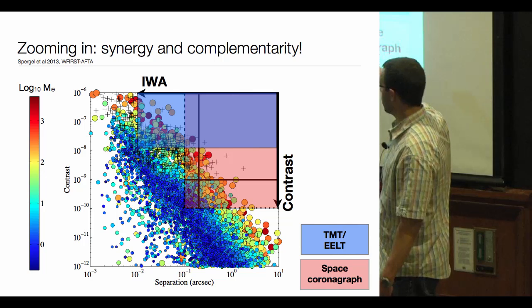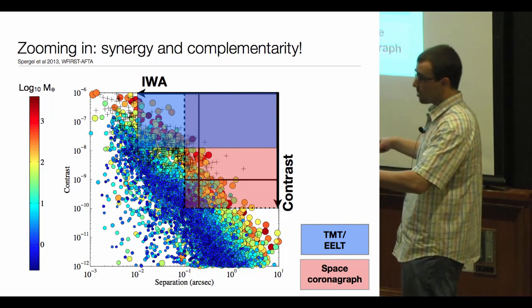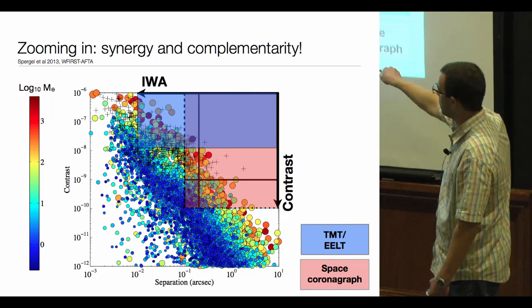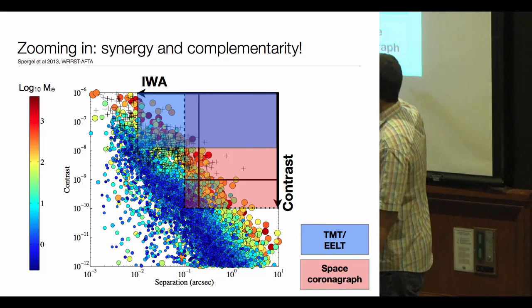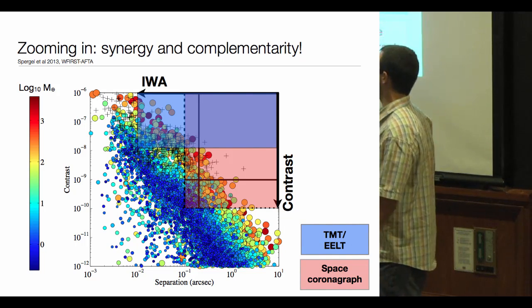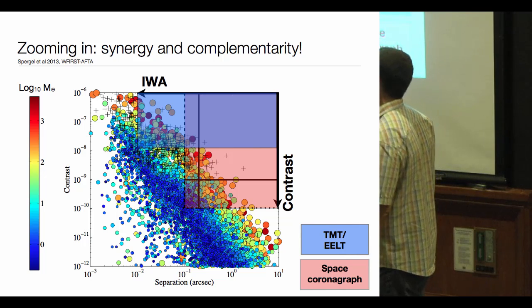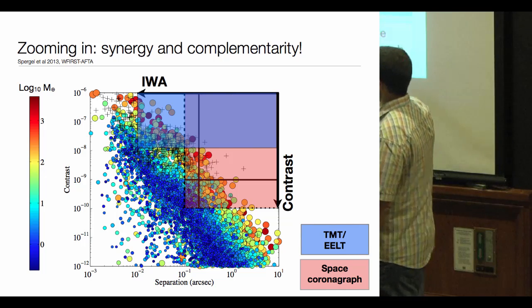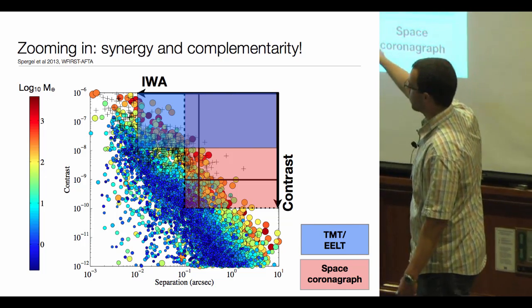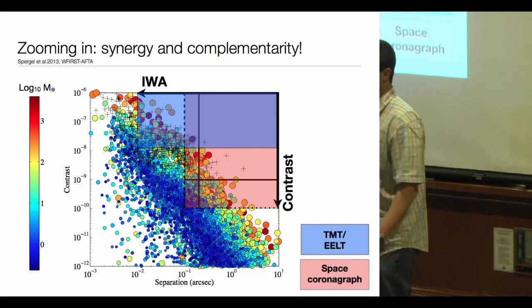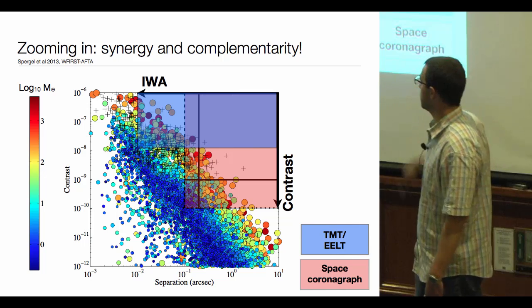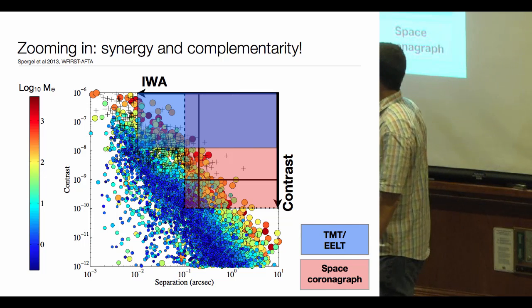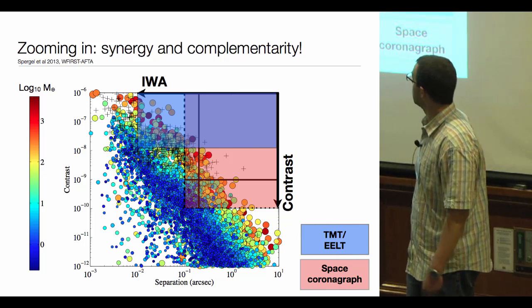In space, we can go deeper because we are so much more stable, but telescopes are smaller, so the inner working angle is a bit larger, typically 0.1 arcsecond, while with the giant telescopes, with an aperture that's a factor of at least 10 or even 20 larger, you can push the inner working angle, but the contrast, of course, is much more challenging to obtain because of the atmosphere. But you see that we are going to probe 2 different spaces here in this parameter space, which is great.